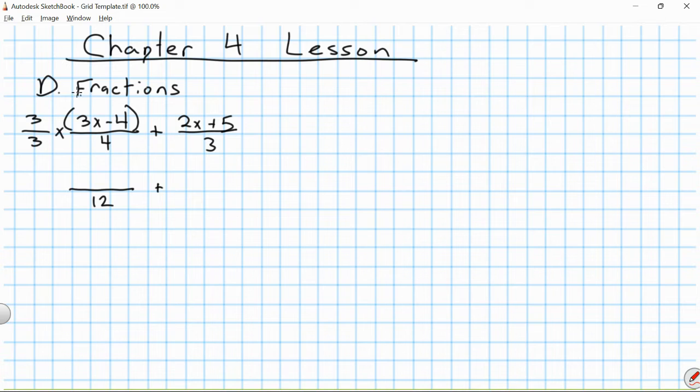So I have to distribute this 3 to the 3x minus 4. It would be 9x minus 12. And over here, what am I multiplying by? 4. So I'm going to multiply the top and the bottom by 4. That's going to give me 12 on the bottom, and that's going to give me 4x plus 20.